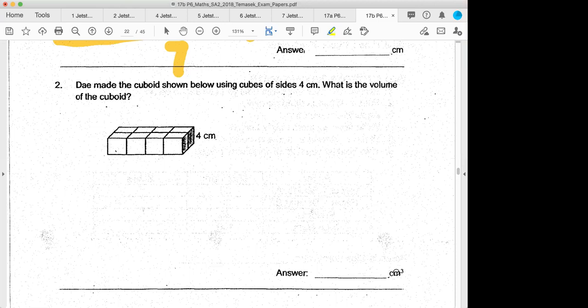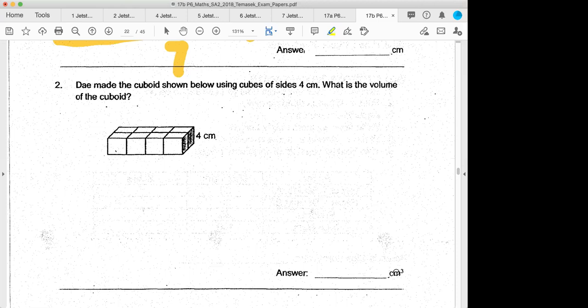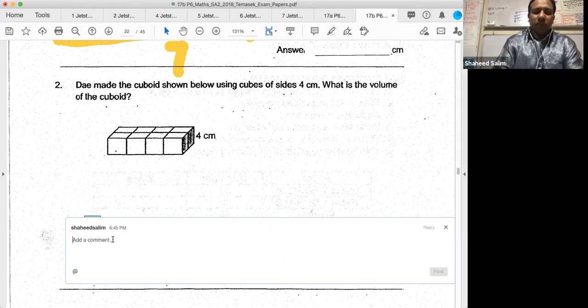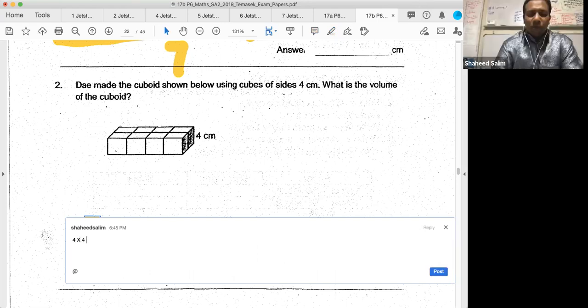Who got 512? Rahana, we go step by step. Rahana, come. What is the volume of 1 cube, Rahana? What times what? 4 times 4 times 4. 4 times 4, 16. 16 times 4 equals 64. Then how many cubes are there? There are 1, 2, 3, 4, 5, 6, 7, 8. 64 times 8. What's the answer? I think it's 512.